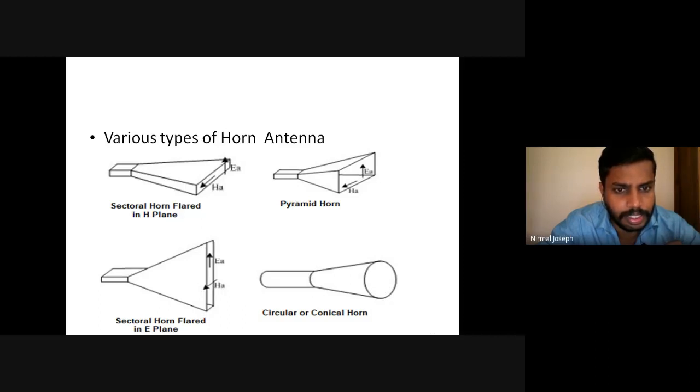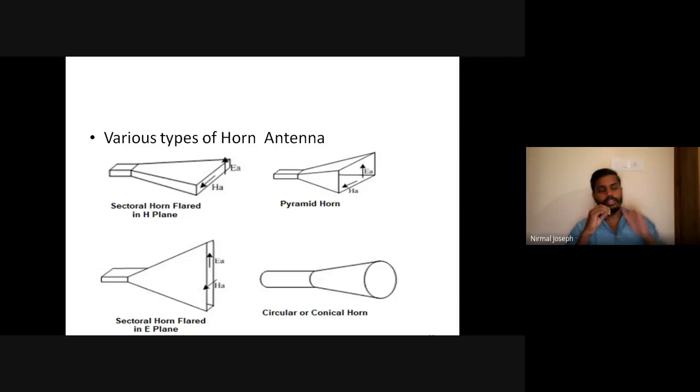You can see here the width was the same, and here also the width is the same. But what about the H plane? In the H plane, this width was small, and here the width has become very large. So this is the sectorial H plane horn antenna. Similarly, you can see the sectorial E plane horn antenna.